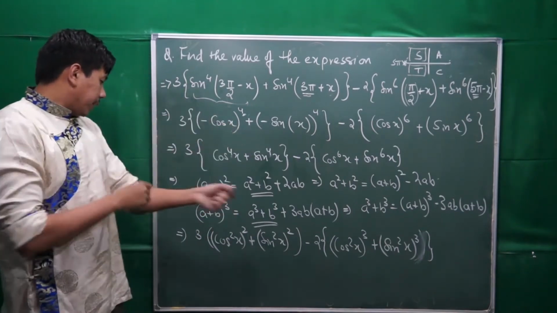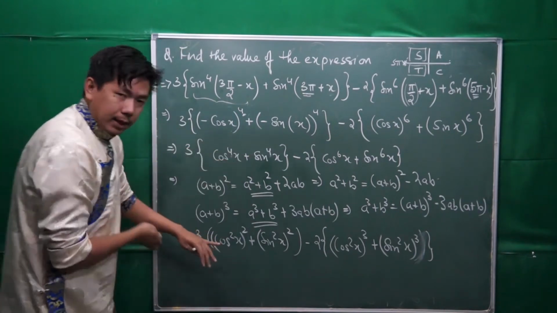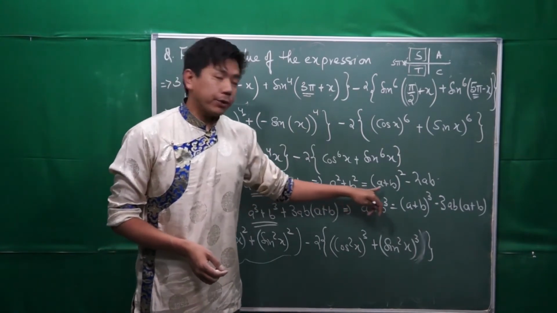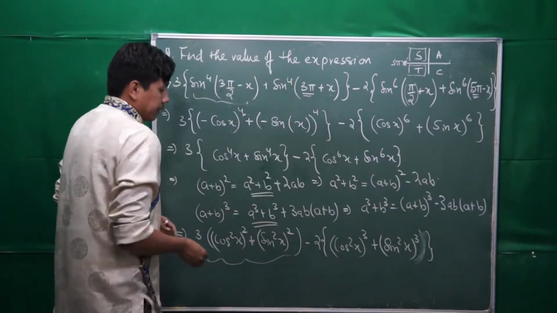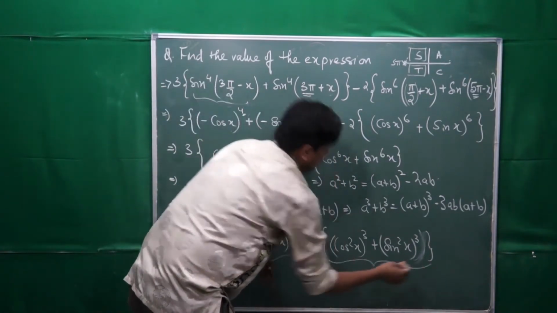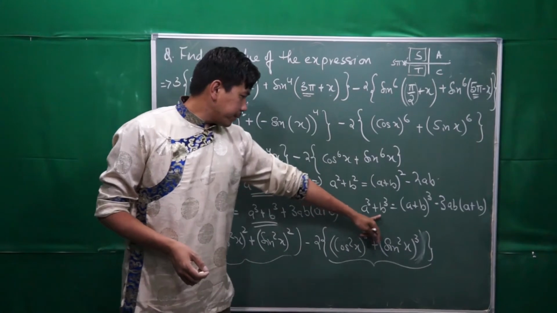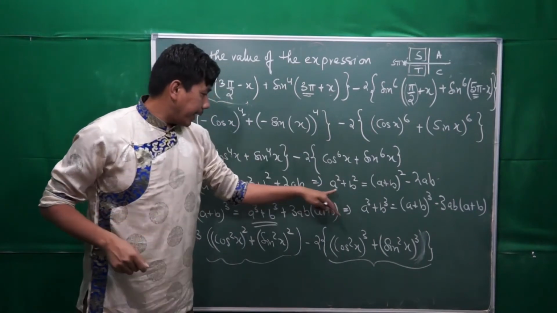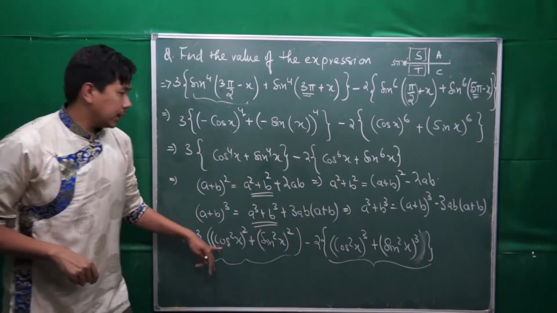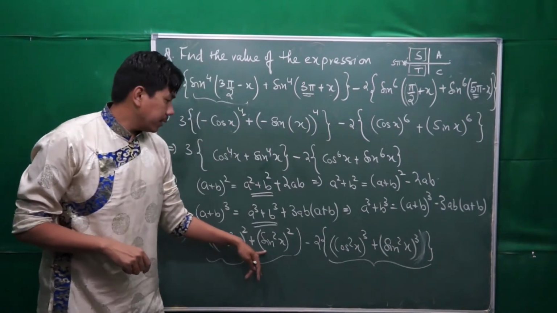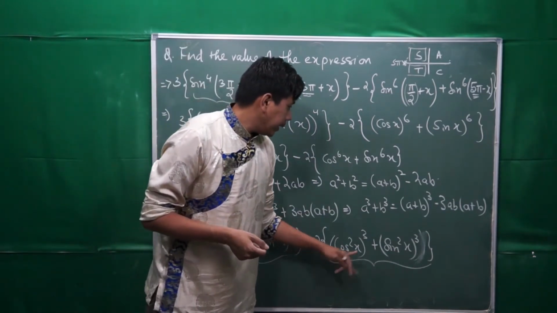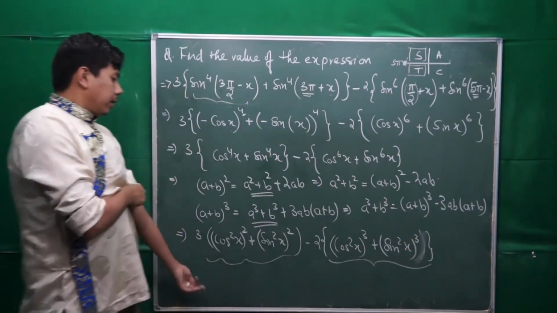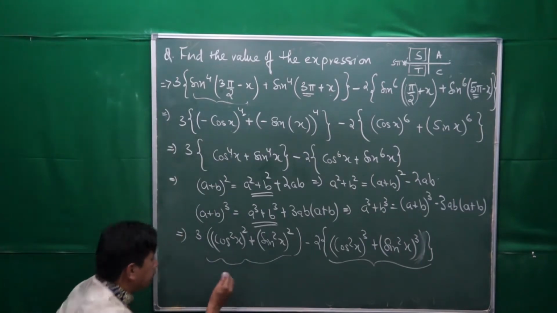Okay, so that being done, now this can be compared to this form: a square plus b square equals a plus b whole square minus 2ab. Similarly, this form can be compared to this form: a cube plus b cube equals a plus b whole cube minus 3ab into a plus b. Likewise, in comparison, we can find that over here a is cos square x and b is sine square x. Similarly over here, a is cos square x and b is sine square x. Simple.